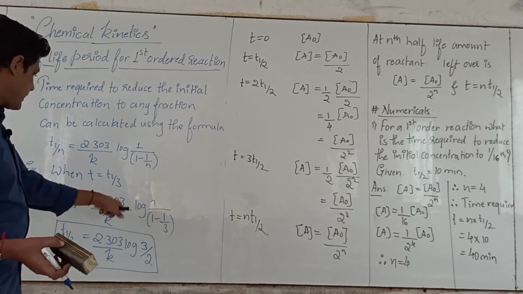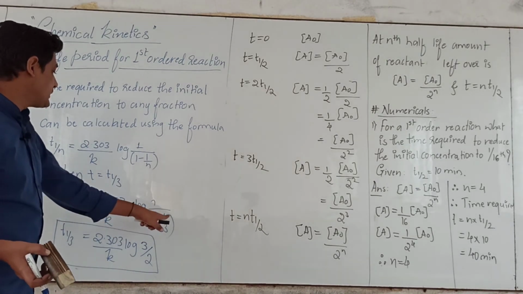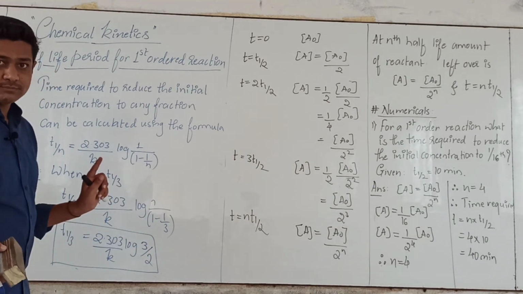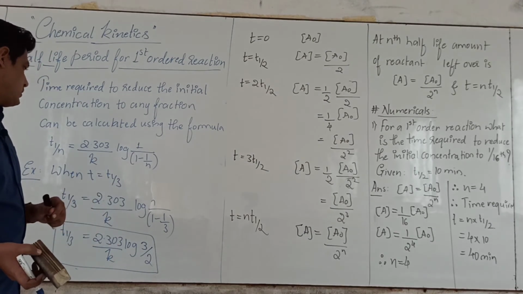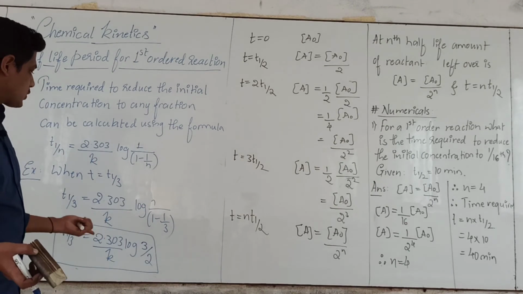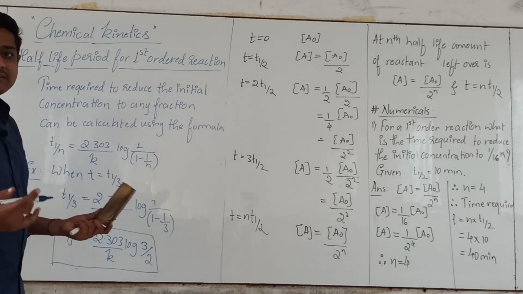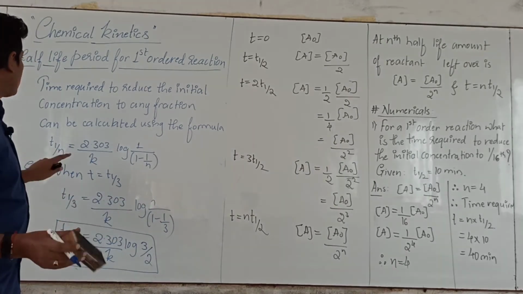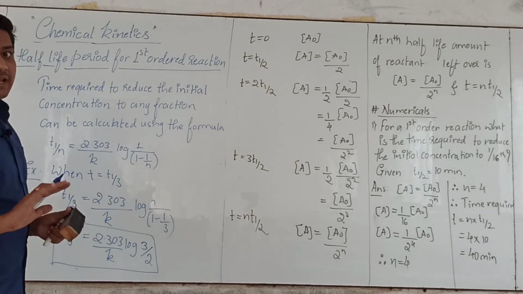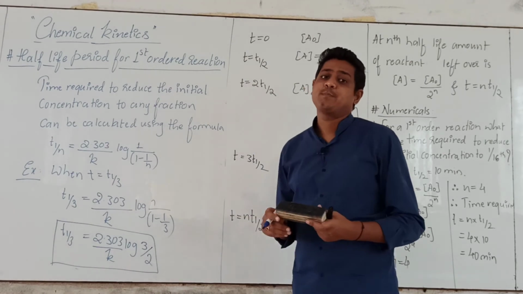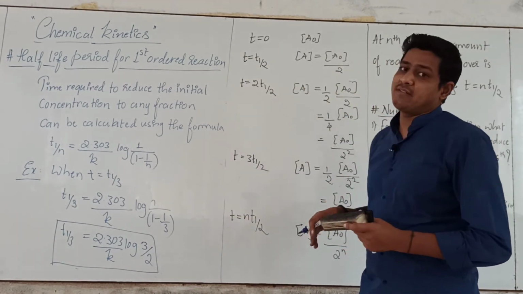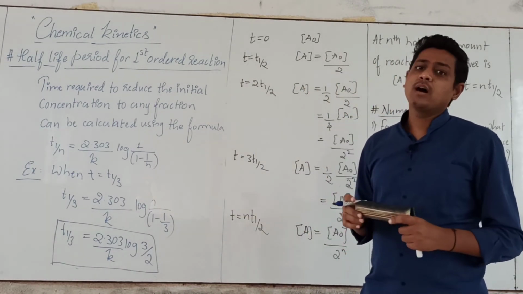Then what do you have to do? Same formula here, 1 upon 1 minus 3 by 4 you have to use. So it will become, I guess, 4 upon 1, so log of 4 it will become. Like that you can go on calculating any fraction. And remember, whatever we have discussed so far is only for first order reactions.